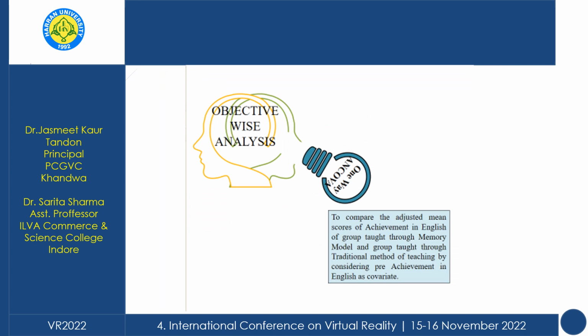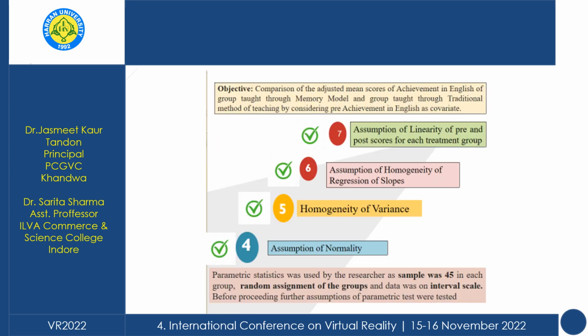Here is the objective-wise analysis: one-way ANCOVA to compare the adjusted mean scores of achievement in English of the group taught through the memory model and the group taught through the traditional method of teaching, by considering pre-achievement in English as covariate. Proceeding further with the objective, the assumption of normality, homogeneity of variance, homogeneity of regression slope, and linearity of pre and post scores for each treatment group were seen.